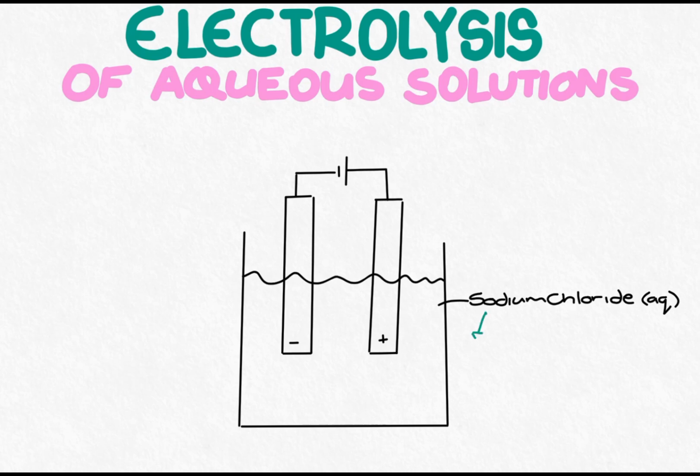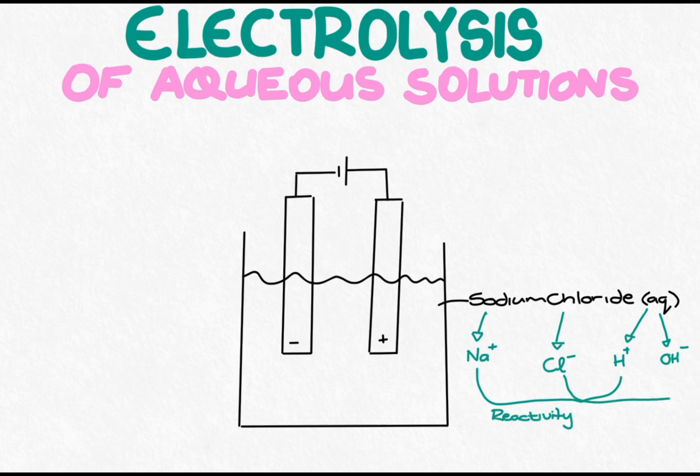So the ions present are sodium, which is positively charged, as well as chloride, which is negatively charged. Then we also have hydrogen, which is positively charged, and hydroxide, which is negatively charged. Between my positive ions, I'm going to look at reactivity. And between my negative ions, I'm going to look at concentration.